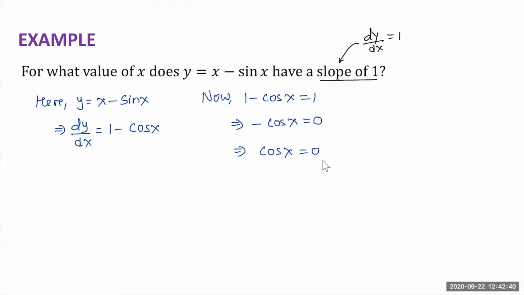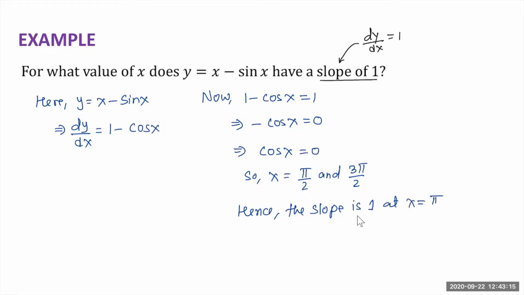So cosine x equal to 0, we have to find the value of x. For what value of x is the cosine 0? If you remember, x will be pi over 2 and 3 pi over 2 in your unit circle. At pi over 2 and 3 pi over 2, cosine is 0. So the slope is 1 at x equal to pi over 2 and x equal to 3 pi over 2. So we can write, the slope is 1 at x equal to pi over 2 and x equal to 3 pi over 2.